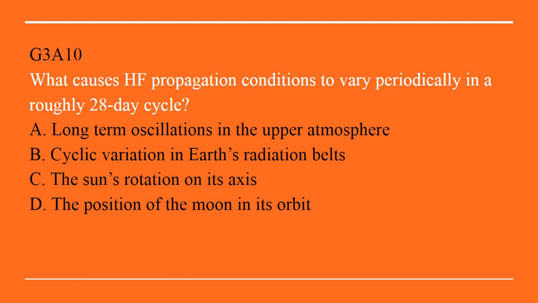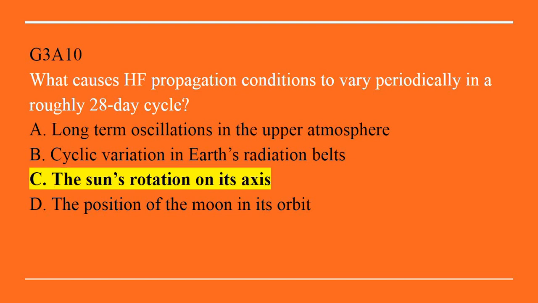G3A10, what causes HF propagation conditions to vary periodically in roughly a 28-day cycle? A. Long-term oscillations in the upper atmosphere. B. Cyclic variations in the Earth's radiation belts. C. The sun's rotation on its axis. Or D. The position of the moon in its orbit. Correct answer is C, the sun's rotation on its axis.